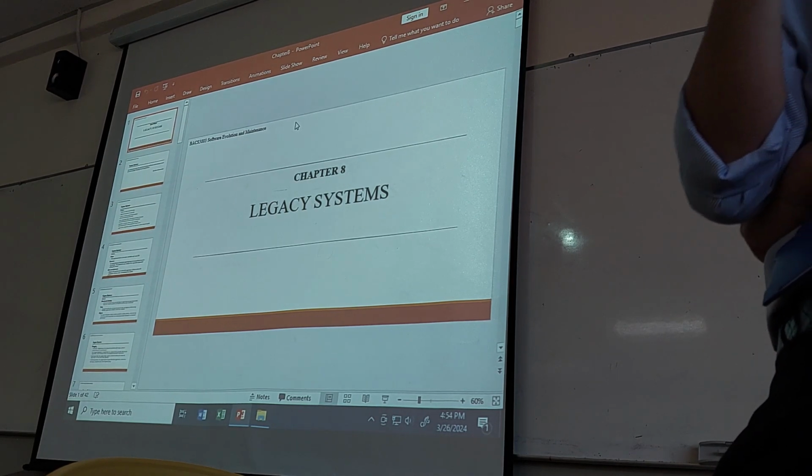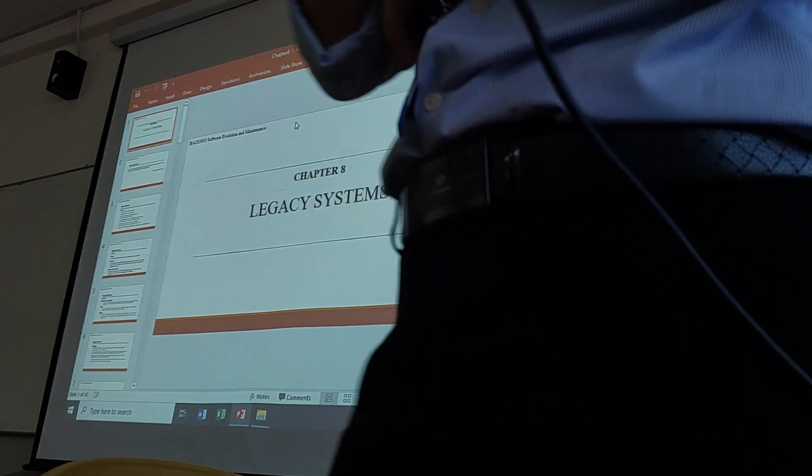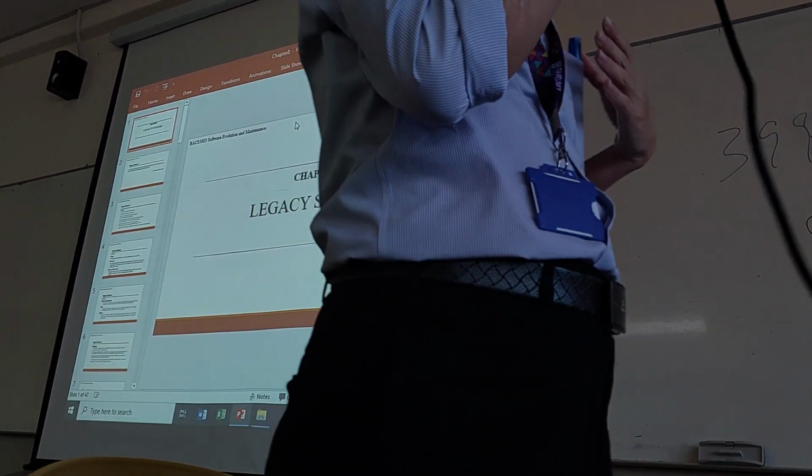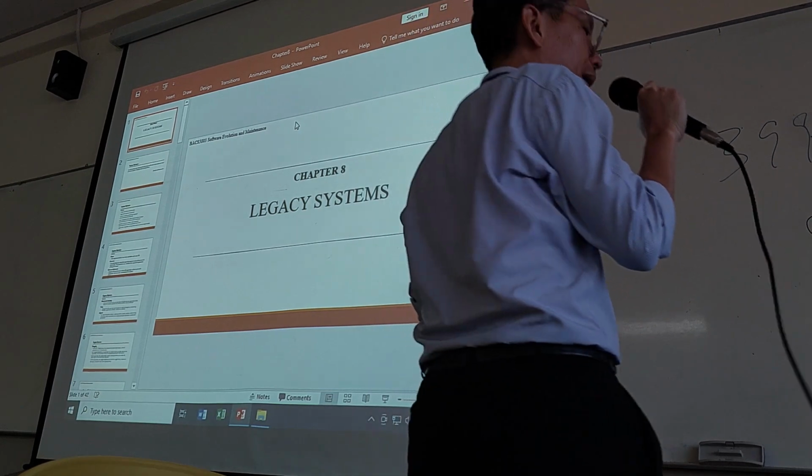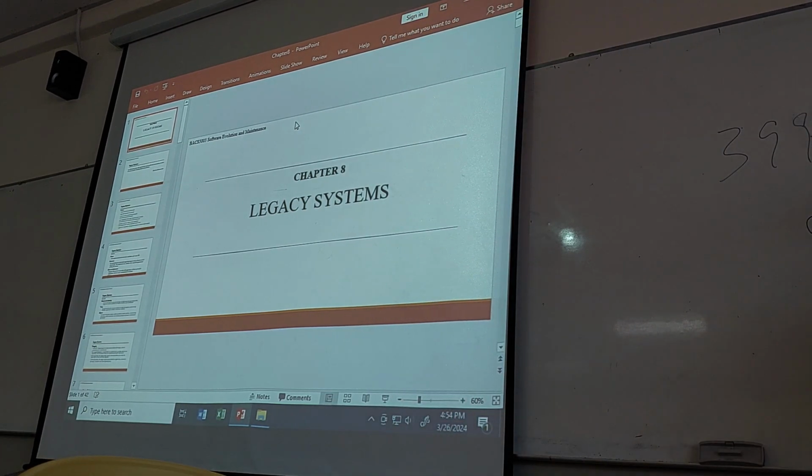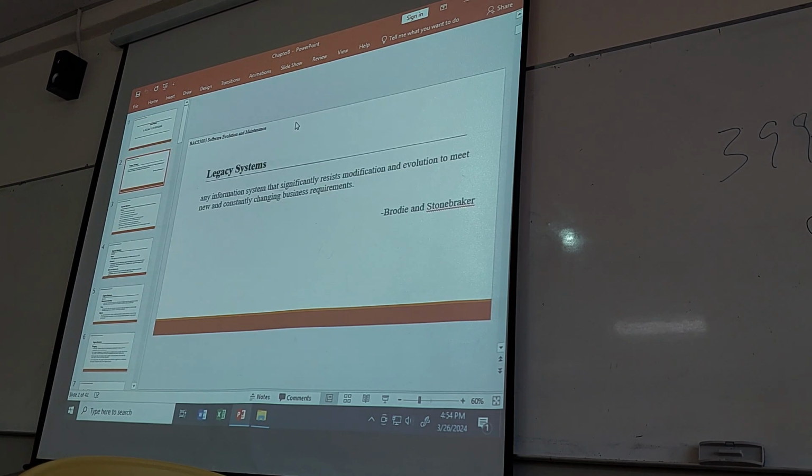Understand? So for this chapter, you need to do a brain mind map. Think of the characteristics of the old system. That is easier for you to understand this topic. Now let's have a look at this one.